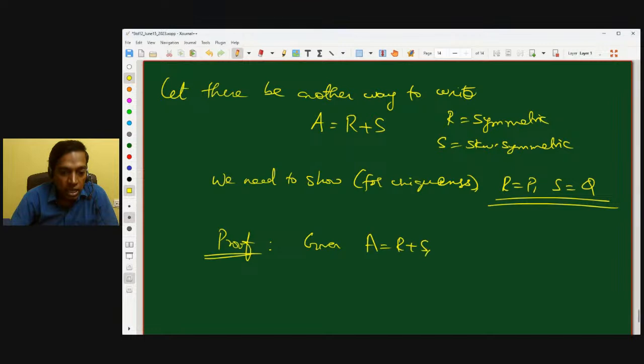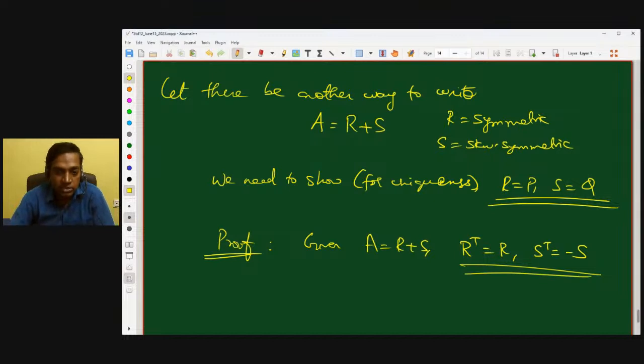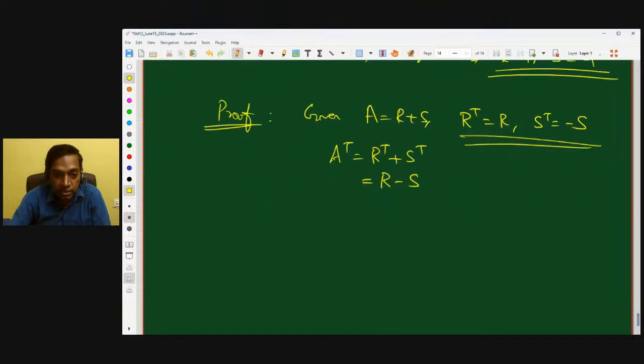Given A is R plus S, R transpose is R and S transpose is minus S, because S is skew symmetric and R is symmetric. Now A transpose is R transpose plus S transpose, which is R minus S. And so A is R plus S, A transpose is R minus S.